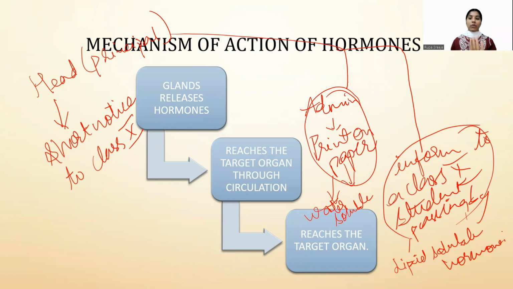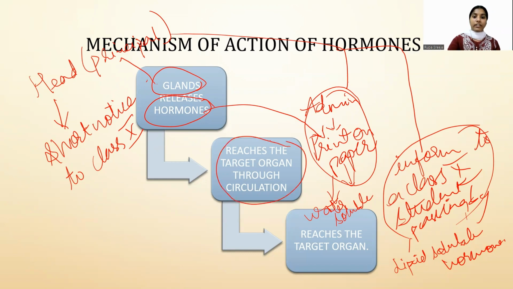What happens in the case of hormones in our body? The glands release the hormone. Let's think of the glands as the head of the department, releasing the hormones, the piece of paper, the information. Now it reaches the target organ. The target organ is class 10, which we imagine here. The target organ is the organ where the action, the work, should happen. Now it has two ways.